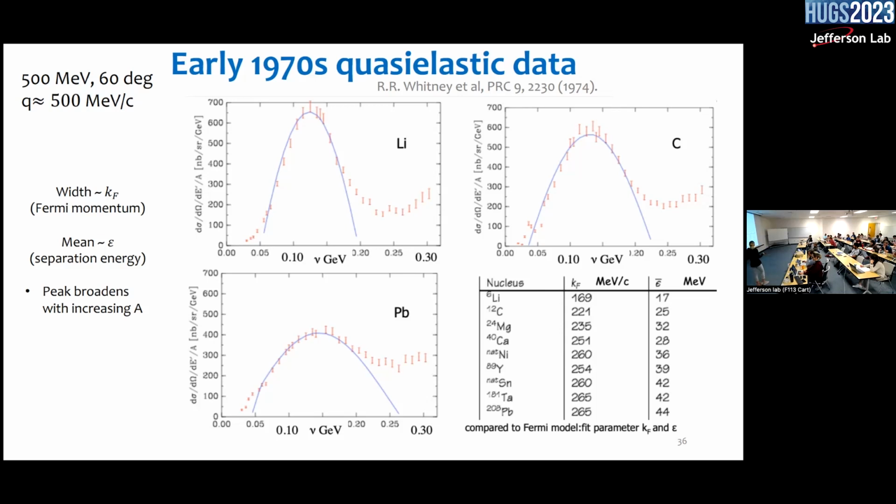And so I think what's really cool about this picture is that as you go from lithium to carbon to lead, you see a broadening of this peak, which you can think of as going back to our idea of the Fermi gas. So you start to fill up with more and more states. So then your Fermi momentum is a little bit bigger, right? And so you have more of a smearing factor. And so basically they did very detailed measurements.